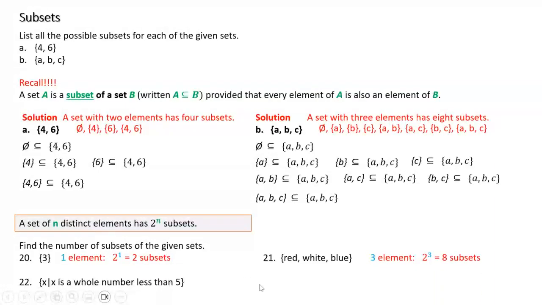For 21, there's going to be 3 elements, so it's going to be 2 to the 3rd power. It's going to have a total of 8 subsets. So number 22, remember it's a whole number, less than 5. So whole numbers start with 0 and go all the way to 4. So there's going to be 1, 2, 3, 4, 5 elements. So it's going to be 2 to the 5th power is equal to 32 subsets. Okay?